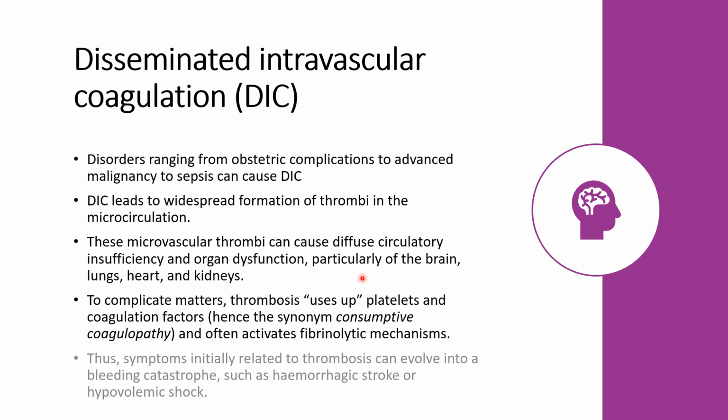So when the platelets and coagulation factors are used up, the initial symptoms of thrombosis can evolve into a bleeding catastrophe. Right? Because whenever all the clotting factors and the platelets are used up, no more platelets and clotting factors are available wherever they are essential. It leads to a bleeding catastrophe. It leads to a hemorrhagic stroke or a hypovolemic shock. So this is a dual thrombotic and hemorrhagic state. Therefore, it's very dangerous.